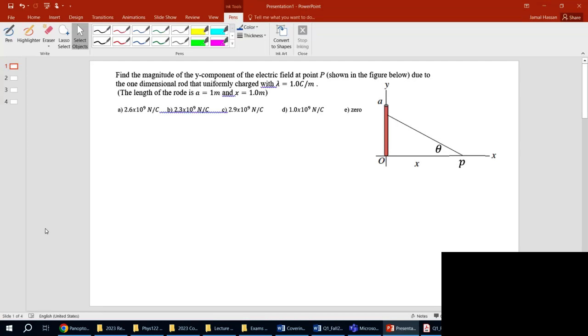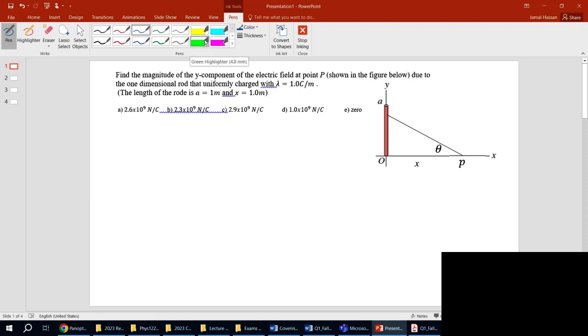Find the magnitude of the y component of the electric field at point P shown in the figure. And of course the electric field is produced by a one-dimensional rod that is uniformly charged with linear charge density lambda equal to 1 coulomb per meter. The length of the rod is A, which is given as 1 meter, and the distance between point P with respect to the origin is x equal to 1 meter. So we have multiple choice A to E. Of course, one of them is correct.